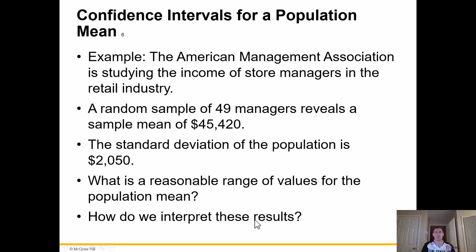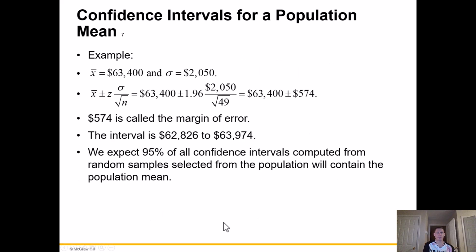So let's take a look at an example. The AMA, American Management Association, is studying the income of store managers in the retail industry. A random sample of 49 managers reveals a sample mean of 45,420. The standard deviation of the population is 2050. So what is a reasonable range of values for the population mean? And how do we interpret these results?